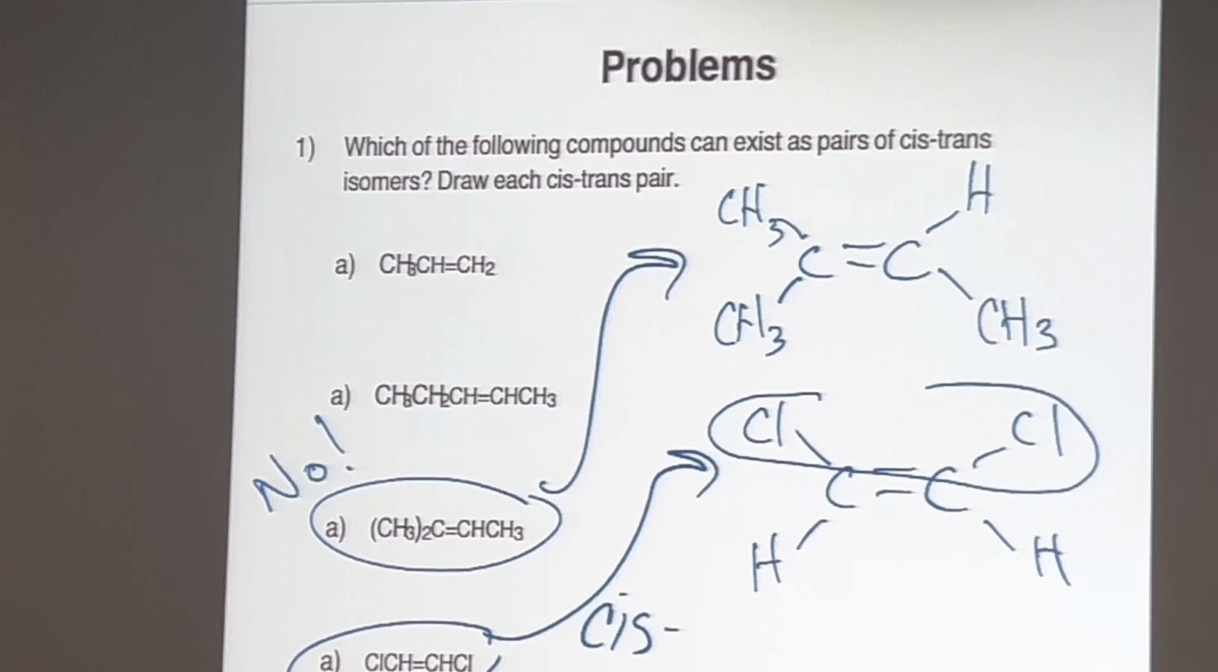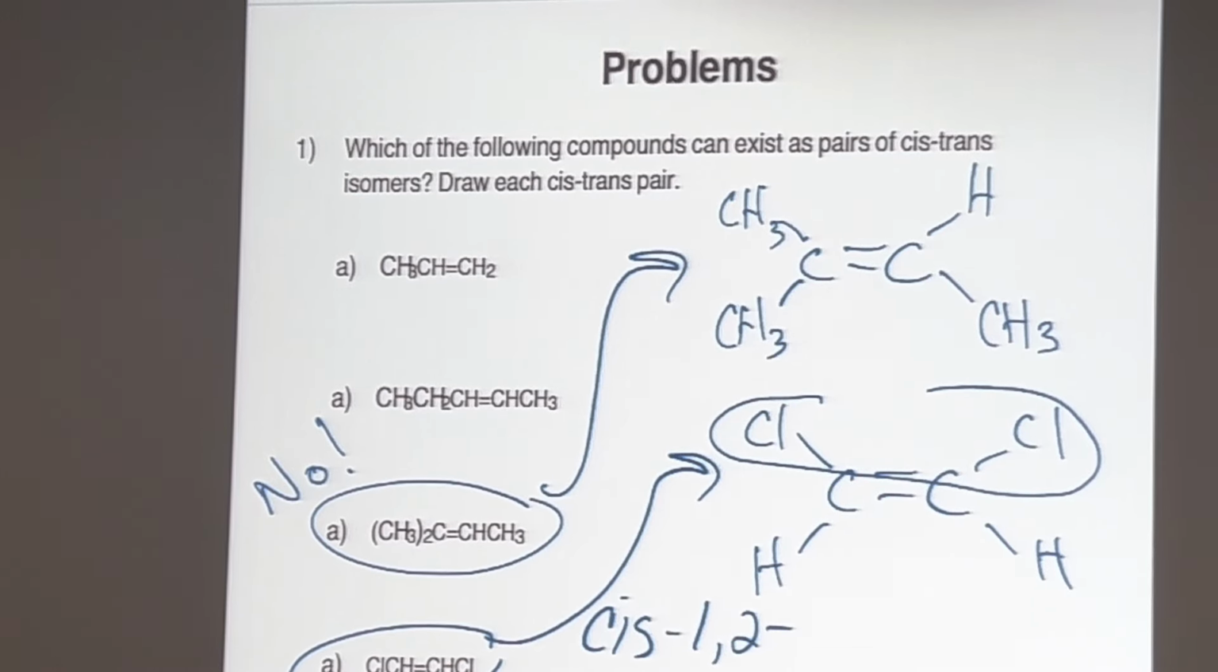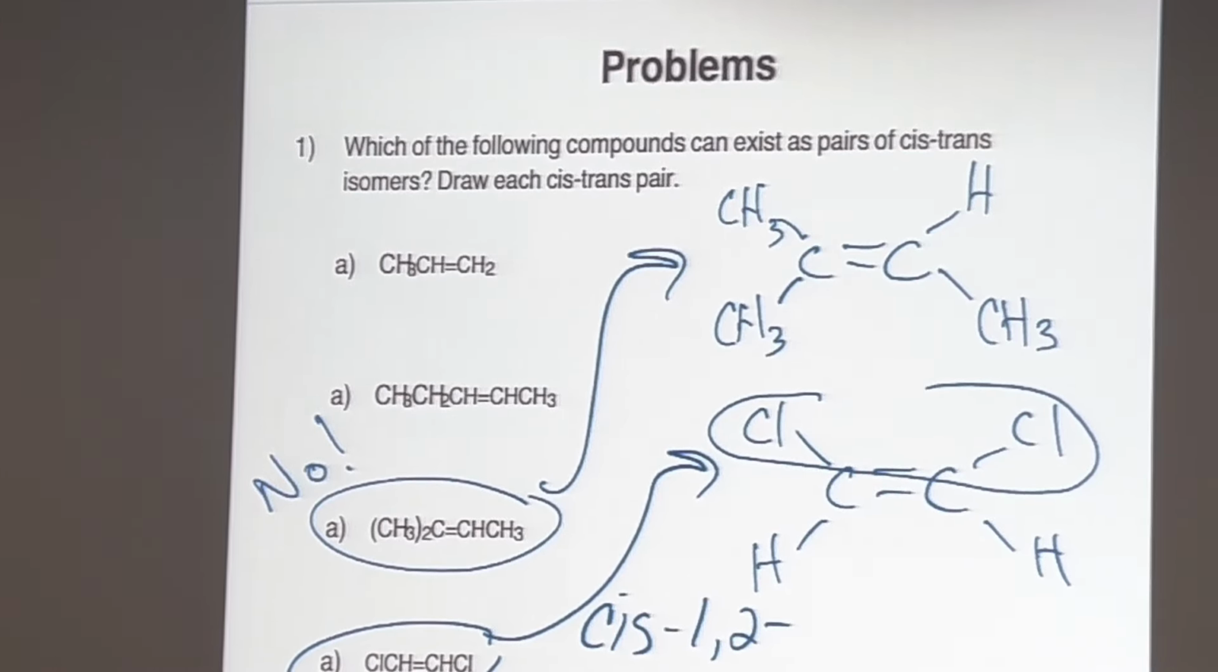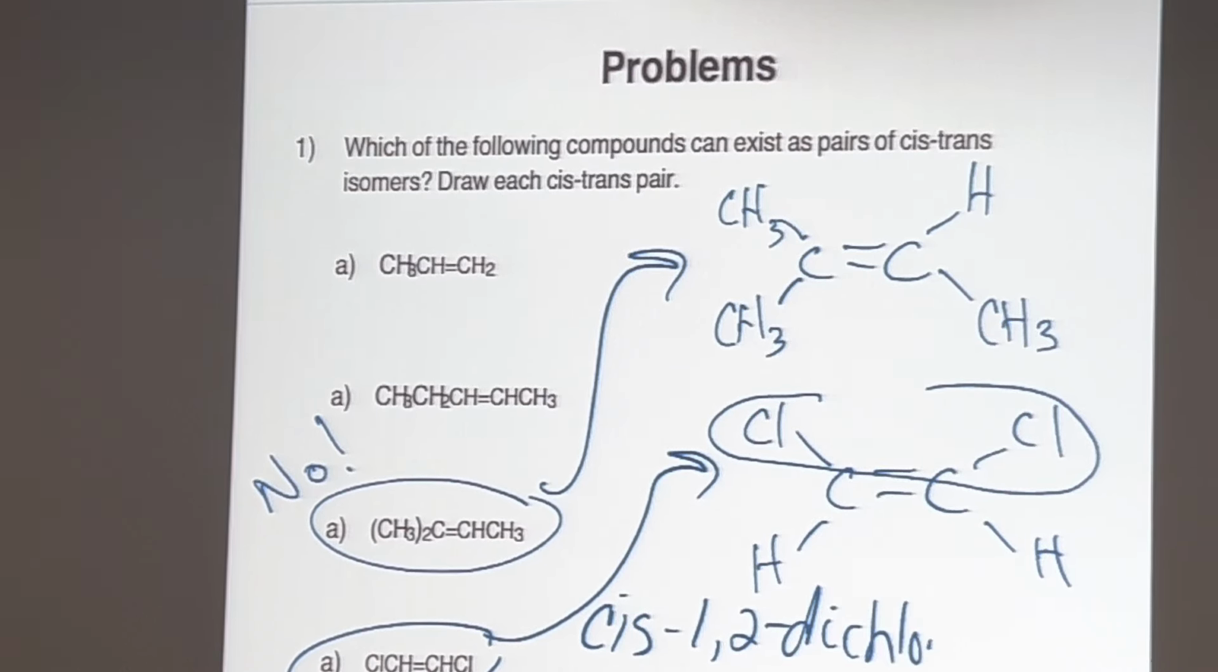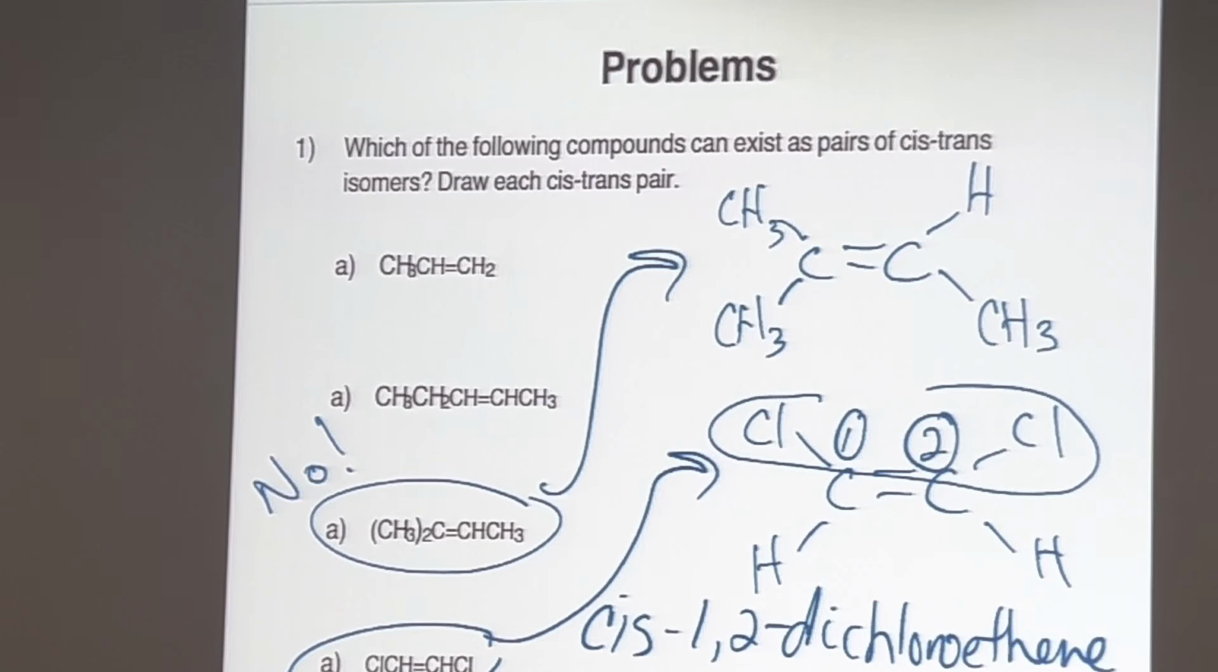So we're gonna have cis 1, 2, what? Dichloro. What? Ethene. Yep. 1, 2 dichloroethene. So we go 1 and 2, or you could number the other way, right, folks? Yes, no, maybe so? Any questions for me?